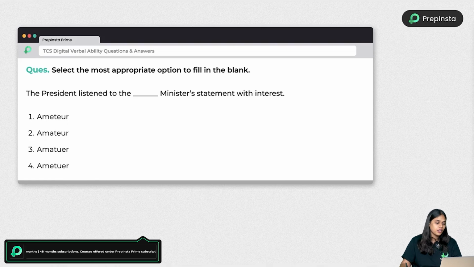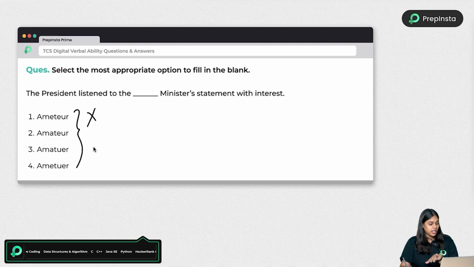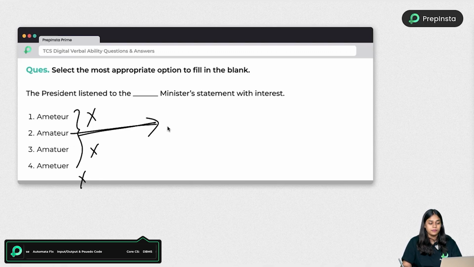Let's see. Amateur, amateur. The terms are all the same. Alright. So let's see which one can be the correct answer. Amateur. That's not the correct spelling. Amateur, amateur. Incorrect. Amateur. Incorrect. The perfect spelling is amateur. Alright, so option B over here is the correct answer.